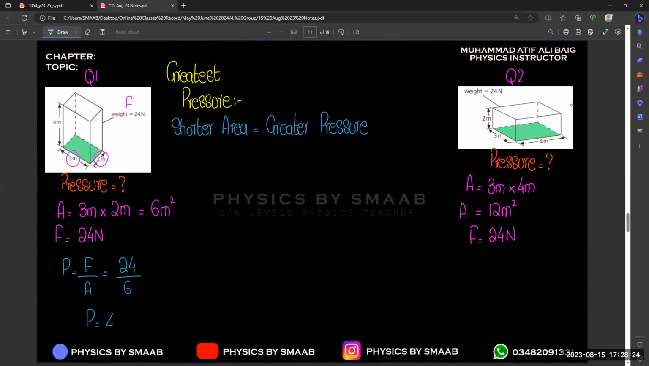SI unit: pascals. Sir, in the exam, if we write Newton over meter squared, is that correct? It is also accepted, but it is better to write pascals, because in your answer scheme sometimes they write Newton per meter square or pascals, but sometimes they only mention pascals, so it is better to go with pascals, right? All right.